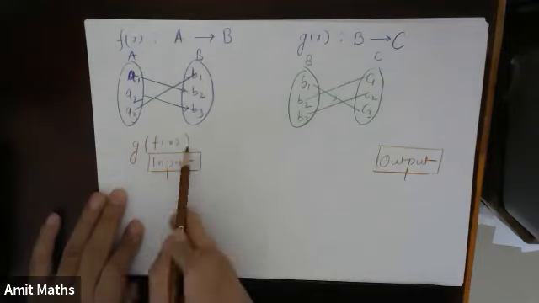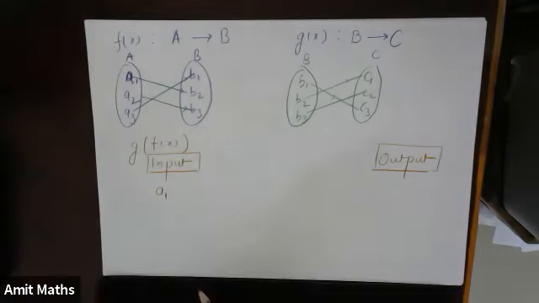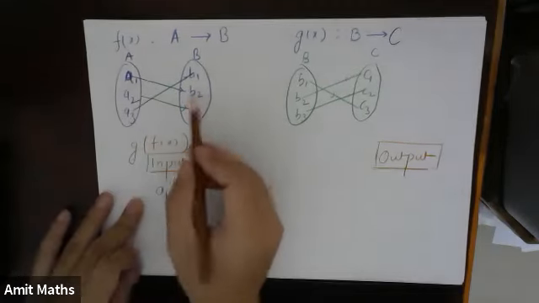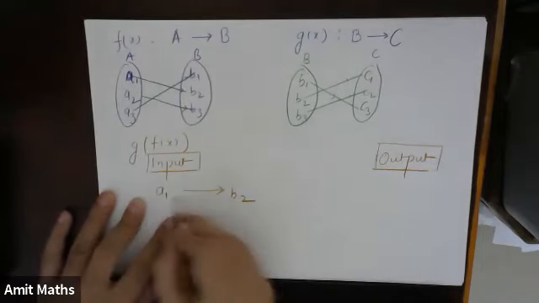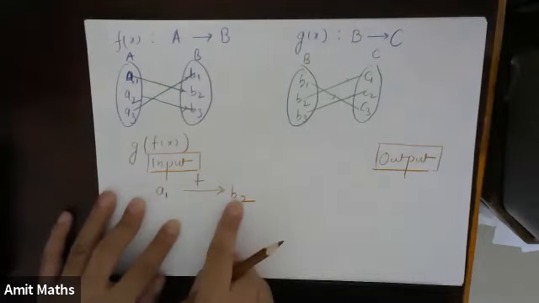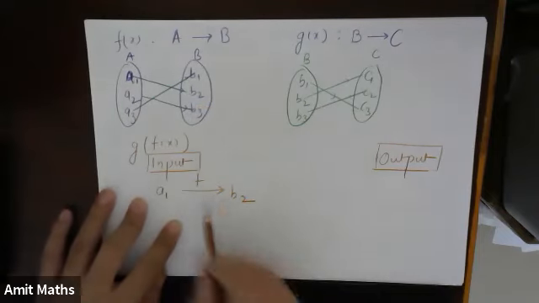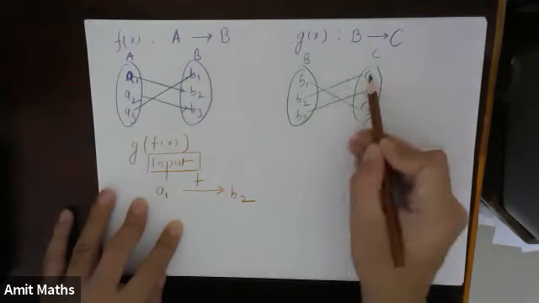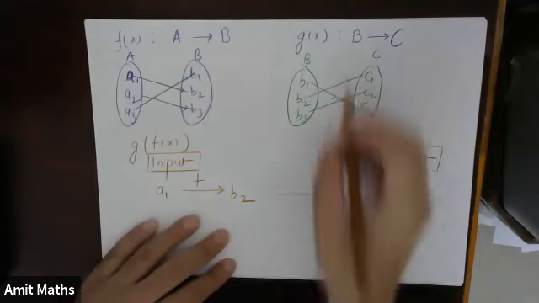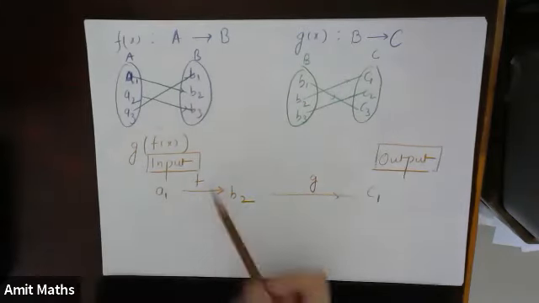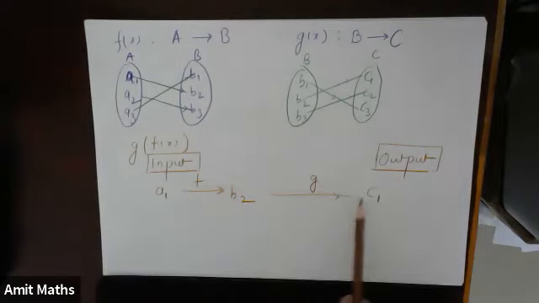For g of f of x, suppose I give input as A1. A1 will give me B2. This is due to f. And B2 will give me C1. This one will be due to g. So when I put A1 as input, overall I will get C1.